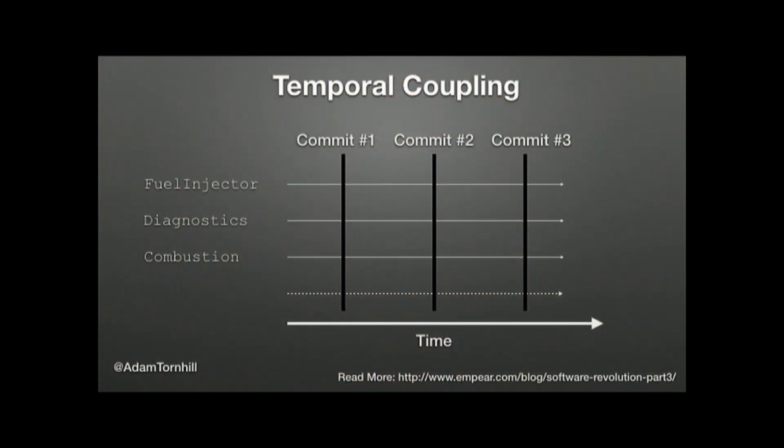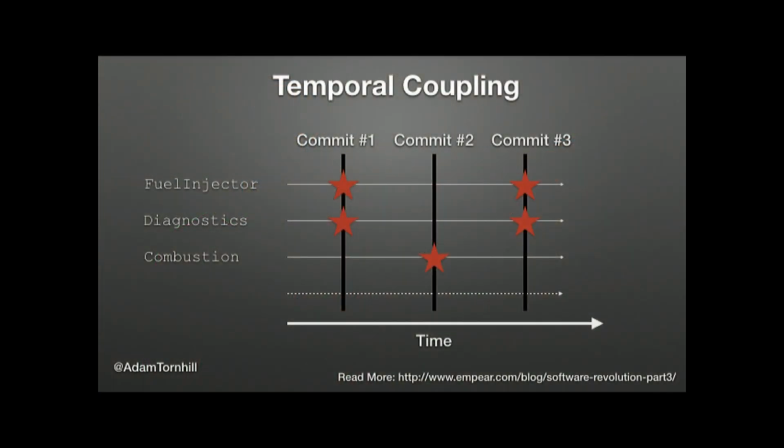Here's how it works. Consider this simple system here. It consists of 3 different subsystems. And the first time we make a change to this code base, we modify the fuel injector and the diagnostics module together. The second time we make a change, we modify something else. The third time, we're back to modifying the fuel injector and the diagnostics module together again. Now, if this is a trend that continues, there has to be some kind of relationship between our fuel injector and the diagnostics module because they change together all the time. What relationship could that possibly be?